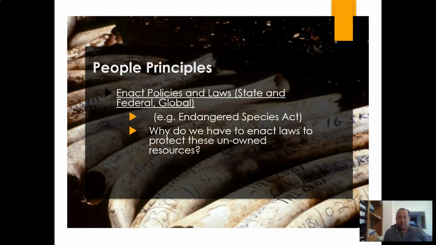And so one of the biggest ways that we can influence people and get them to follow along, or follow the herd, is to enact policies and laws, whether those are local, state, federal, or even global laws, in terms of trying to get them to understand that certain things are okay and certain things aren't okay. And I've posed the question here, why do we have to enact laws to protect unowned resources? When we saw what happened in the past, and we've talked about it before in this class, when there weren't laws in place, and what people would do.